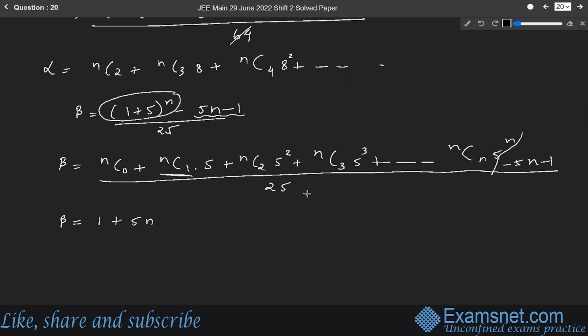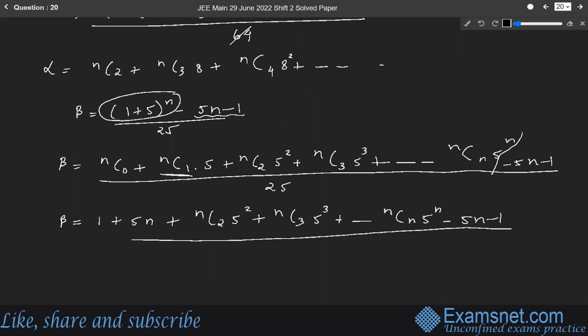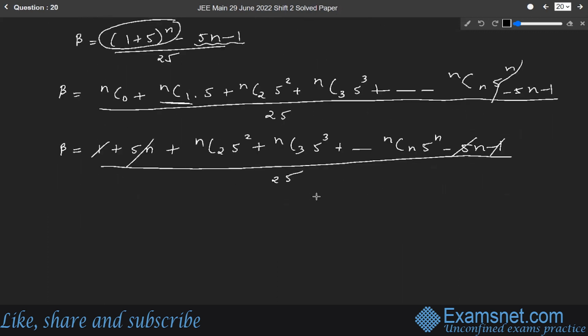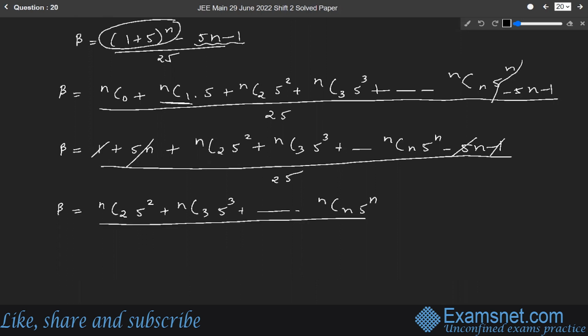Now, nC0 is 1, nC1 is n, so n into 5 is 5n, plus nC2 into 5 square, plus nC3 into 5 cube, plus so on up to nCn 5 power n, minus 5n minus 1, whole divided by 25. Here again, plus 1 and minus 1 will be cancelled. Plus 5n and minus 5n will be cancelled. So what are the remaining terms? Beta is equal to nC2 into 5 square plus nC3 into 5 cube plus so on up to nCn into 5 power n, divided by 25.